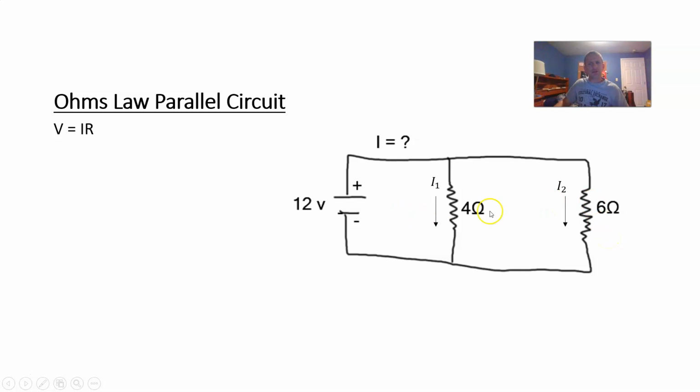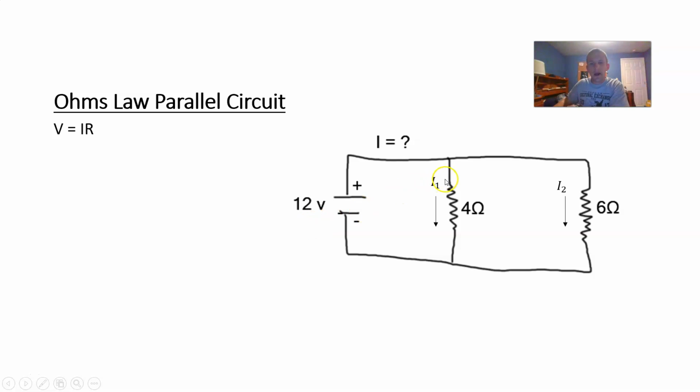But because the resistance is different, the current will also be different. So to start off, let's start with just current 1. I've got this I1 right here. That just means the current that's going through the first resistor, the 4 ohm resistor. Now we're just going to use Ohm's law with just this part right here.